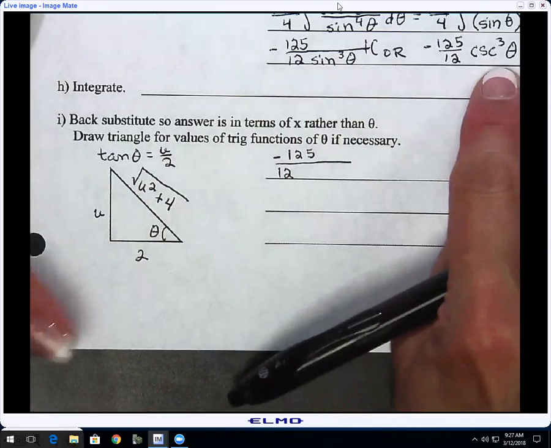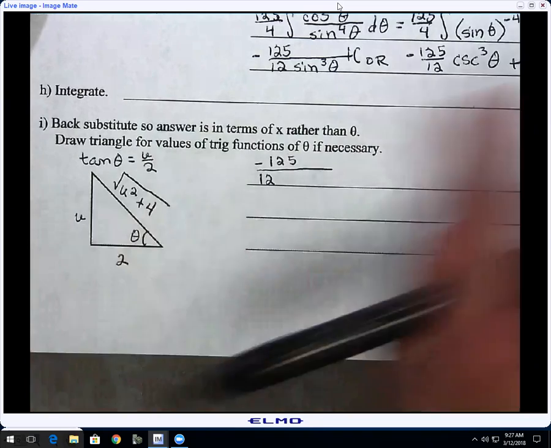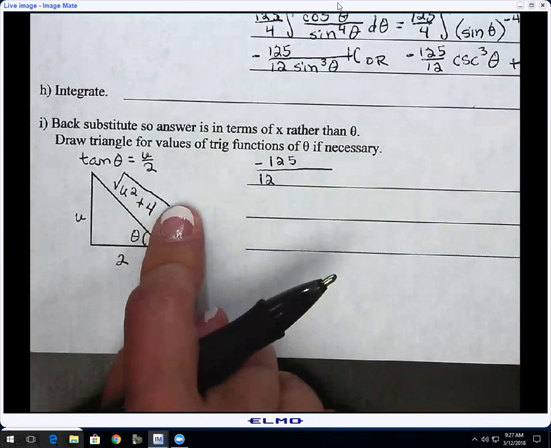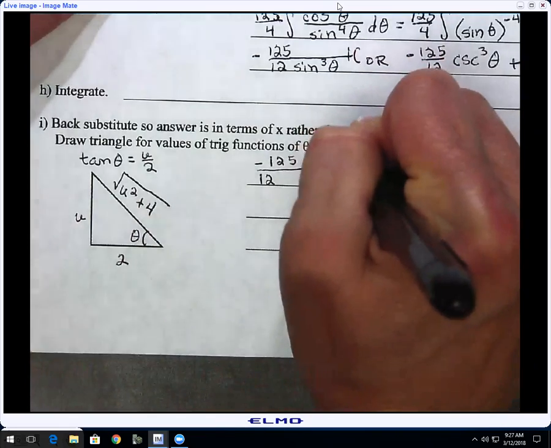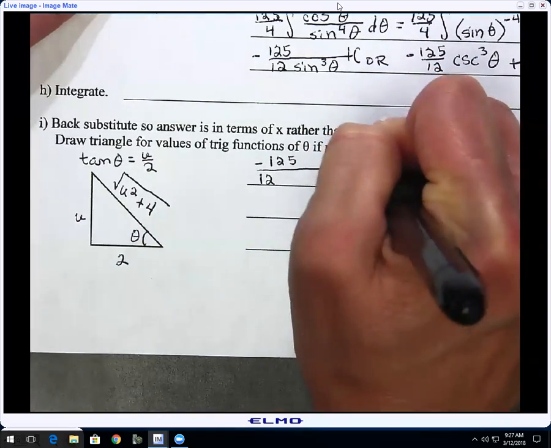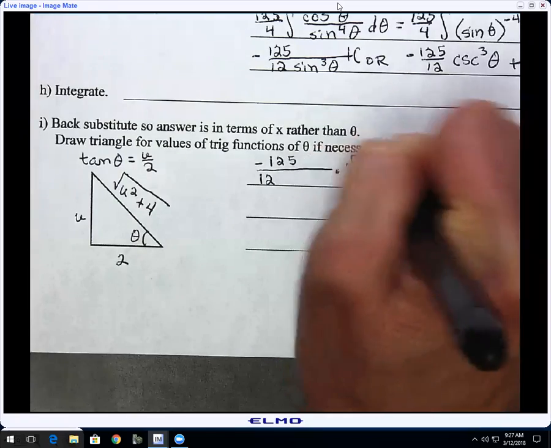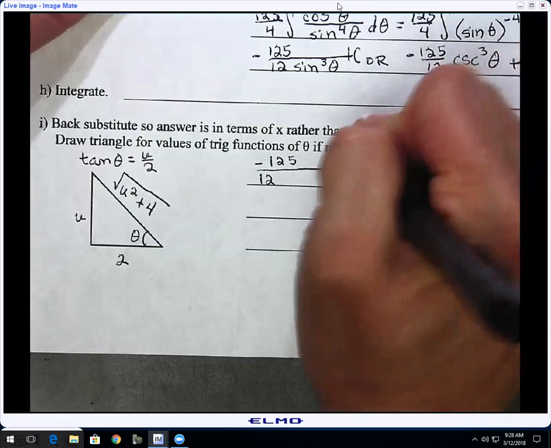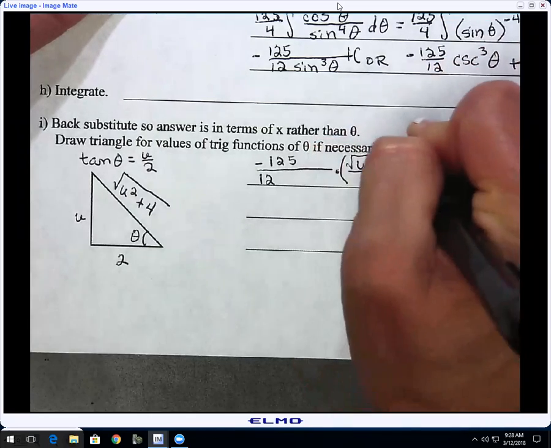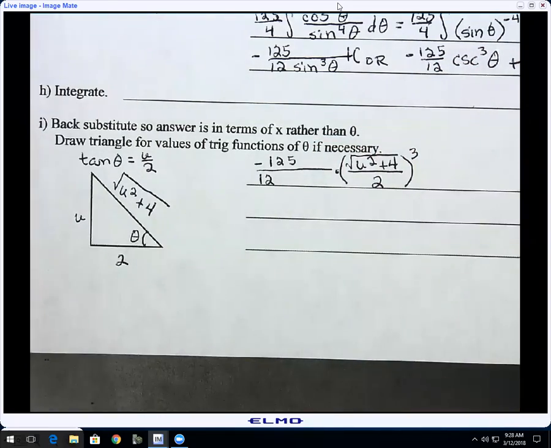Let me use this one. Let me say sine theta is this over that, so cosecant theta is this over that. Square root of u squared plus 4 over u, and that's supposed to be cubed. At least we don't have thetas in it anymore.